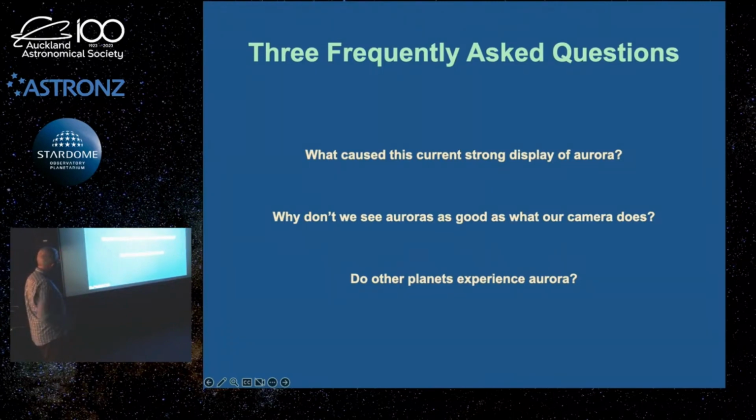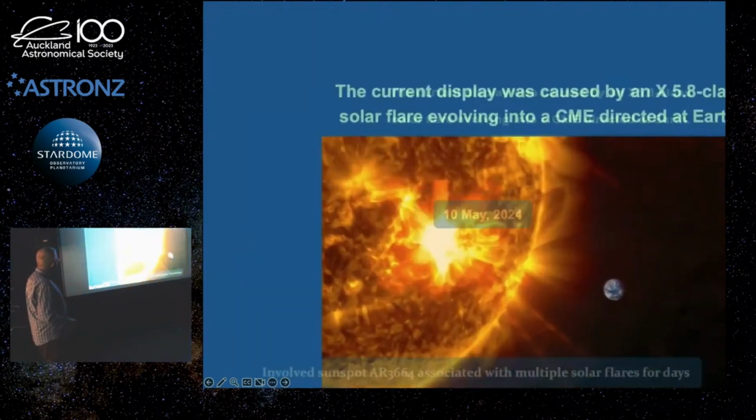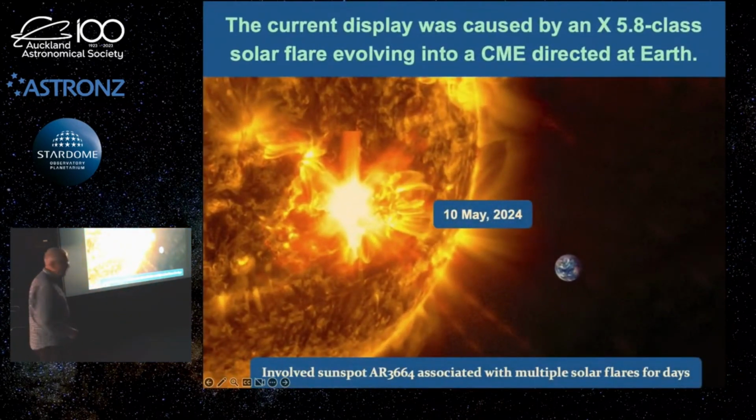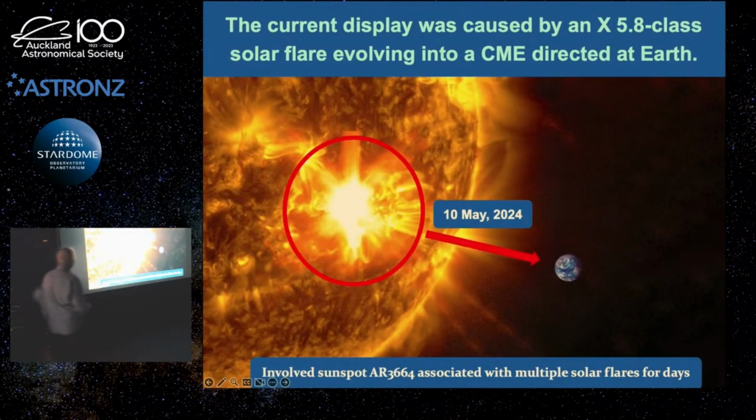What caused this current display, and what is the difference between looking at it through the aurora's eyes versus the camera, and on other planets? So, what was responsible for last month's aurora? The bottom line is it was a sunspot. They're all labeled. AR stands for active region 3664, and it was over this region here with a whole group of sunspots with multiple flares going on. But it was caused by an X5.8 class flare, which you now know.